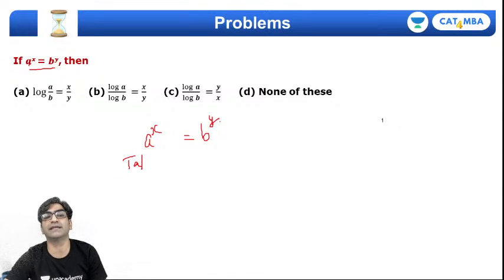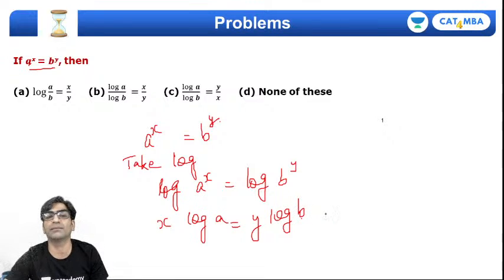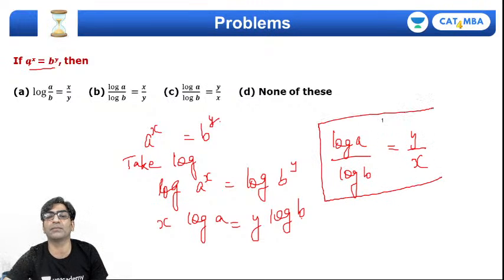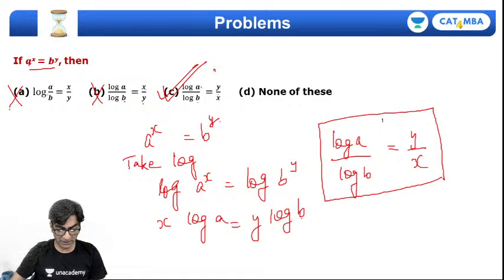So taking log, let's take log on both sides, right? So this will become log a power x equals log b power y, मतलब पावर बाहर आ जाएगा, x log a equals y log b. तो मतलब log a upon log b should be equal to y by x, या x by y equal to log b by log a, है ना? तो देखो ऑप्शन ए क्या है, log a by b, ये तो नहीं होगा. log a upon log b is equal to x by y, ये भी गलत है. log a upon log b is equal to y by x, ये बिल्कुल सही है. ऑप्शन C is the correct choice.